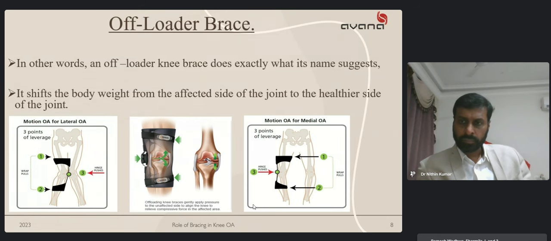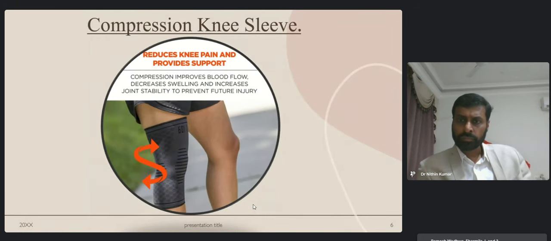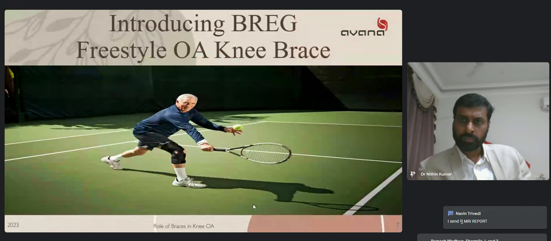This mechanism is not available with compression sleeves, because compression sleeves just give compression, which helps to relieve the pain. But the ultimate goal of our braces is to increase the joint space. If we increase the joint space, the two bones, the thigh bone and the tibia, will not touch together. Once there is a good joint space, obviously the wear and tear will not happen, because osteoarthritis is a wear and tear disease. The same mechanism is not available in compression sleeves. So that is the difference between offloading and compression.